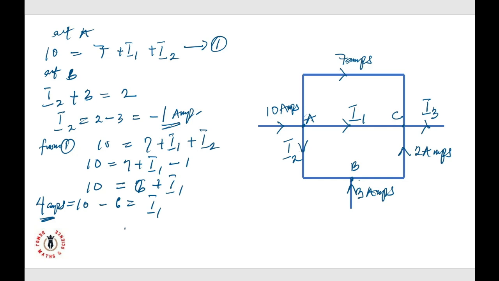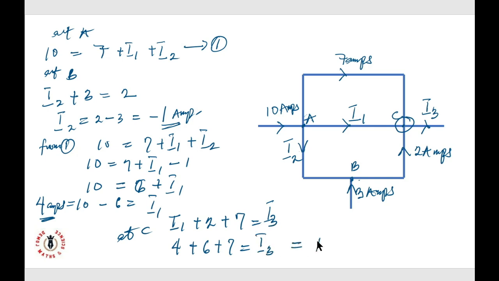Now, if I1 is equal to 4 amps, we've gotten I2. We are left to solve for I3 at node C. Node C, here's node C. At C, we have that I1 is entering the circuit plus 2 amps plus 7 is equal to I3. And my I1 is 4. That means 4 plus 2 plus 7 is equal to I3. That means I3 is equal to 13 amps.